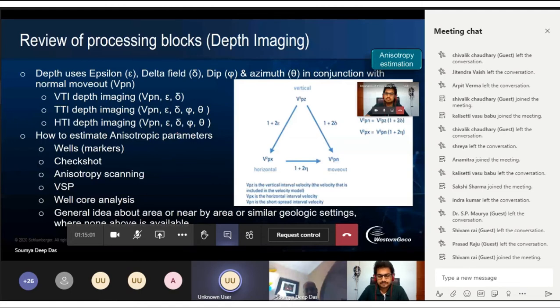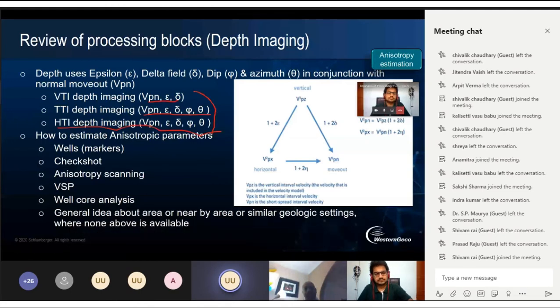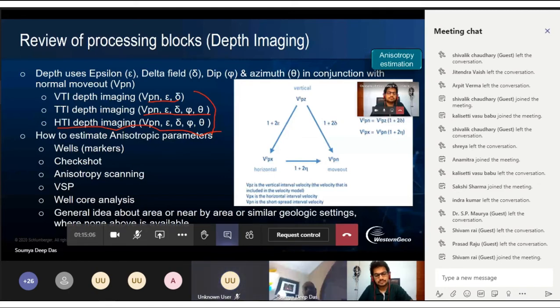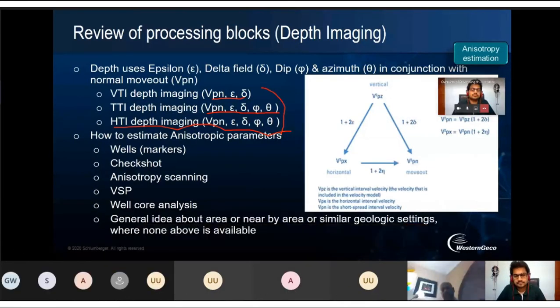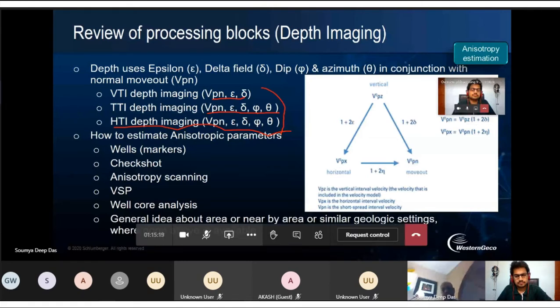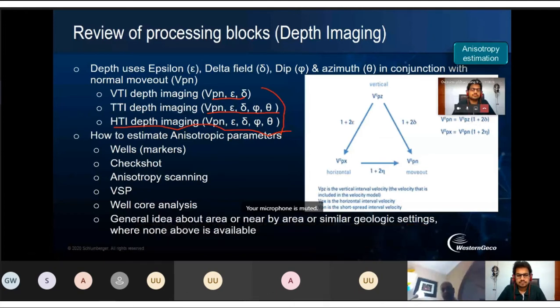Yes. Hello. What is epsilon and delta? Epsilon and delta are the parameters where delta represents the time shift and epsilon represents the far offset corrections in depth imaging. So when you apply delta to an event that was at 1 second, for example, it will go up. So there is a vertical shift. And with epsilon, it does the far offset correction, same like the time. Did I answer your question? Yes, sir.